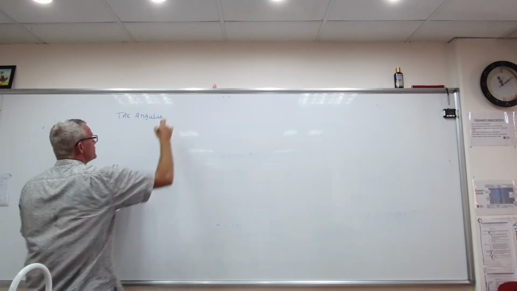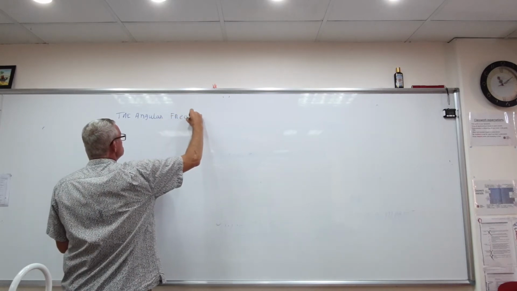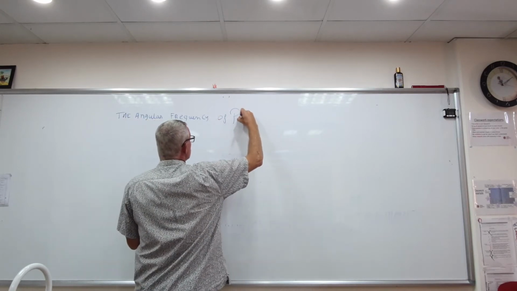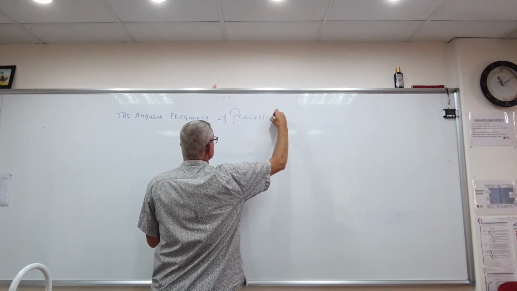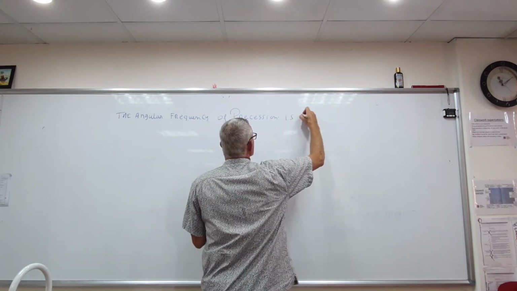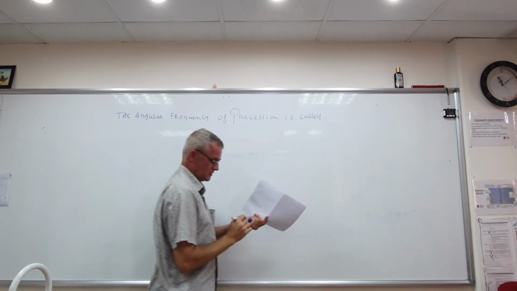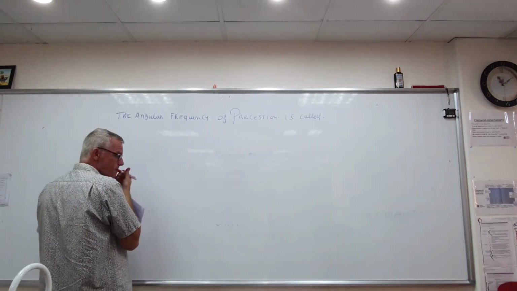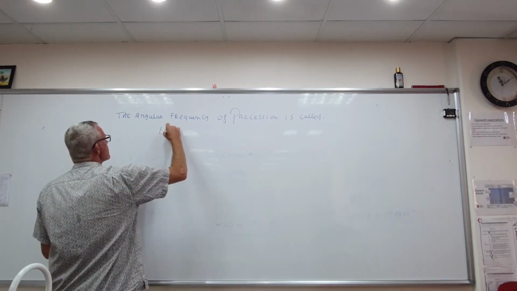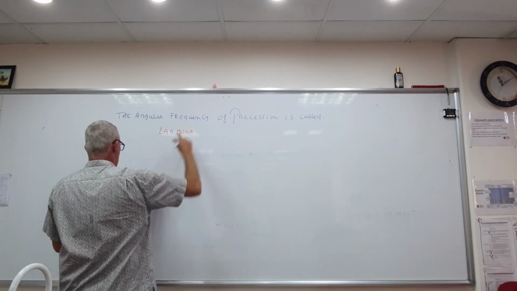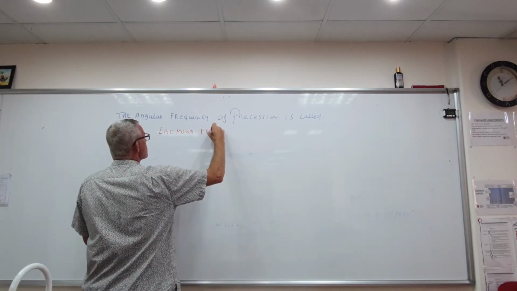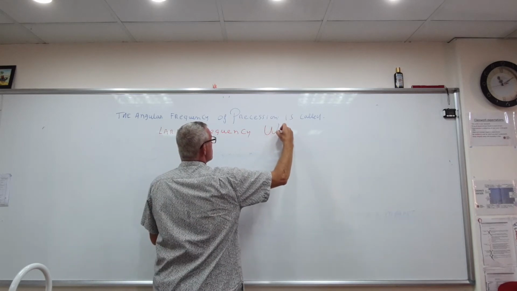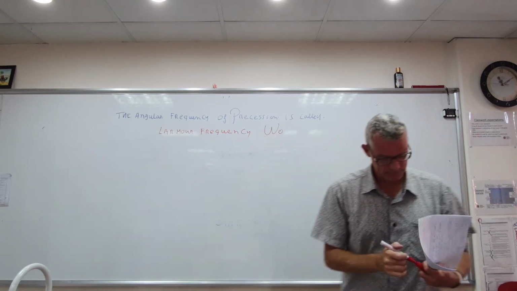So the angular frequency of precession is called the Larmor frequency.